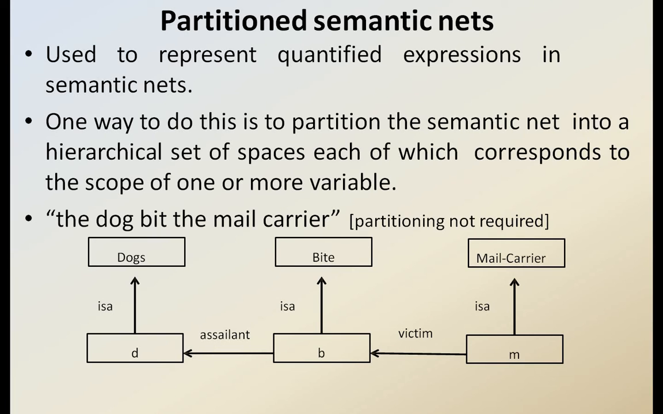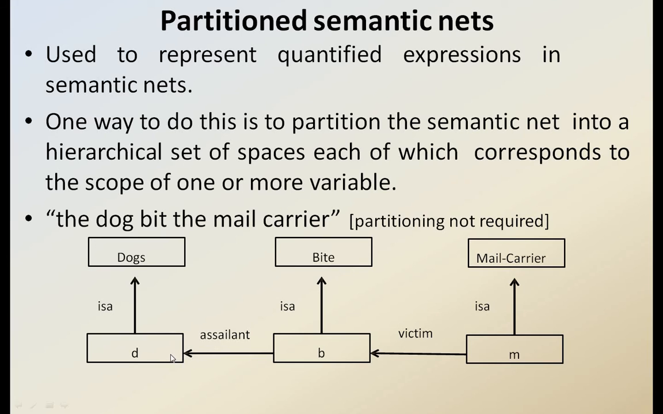What are quantified expressions, and how can partitioning give clear meaning? Now we are going to see. Let us take a very good example: the dog bit the mail carrier. Three objects I have created. The statement is: the dog bit the mail carrier. For the dog I have created an object D, D is a dog. Bite is a verb, for which I have created B, and the mail carrier is M. The mail carrier is the victim of the biting by the dog, the assailant.